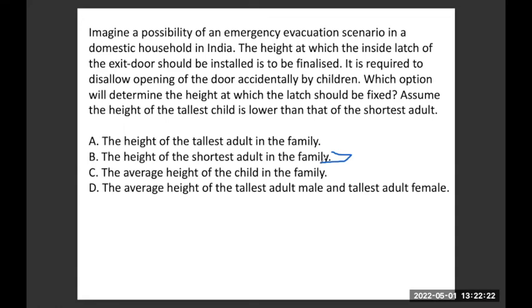Which is also logical, that irrespective of any situation or scenario, in case of an emergency evacuation, all adults irrespective of their height should be able to open the exit door. Now the next question is whether the height of the tallest child is less than or more than the shortest adult. For that, I have been given the last condition: assume the height of the tallest child to be lower than the shortest adult. Now, with that assumption, I can surely take option B to be correct.